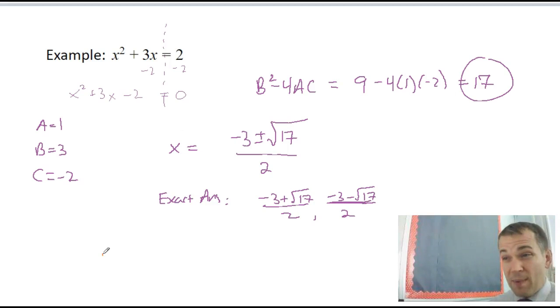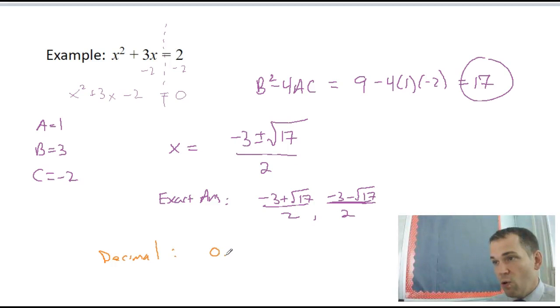I also may be asked to do decimal approximations, which would mean putting this in a calculator. And I know everyone says, hey, you put it in a calculator, what's the big deal? But just take a moment to actually try it and make sure you do it correctly. If you do it correctly, you should get 0.562 for this one.